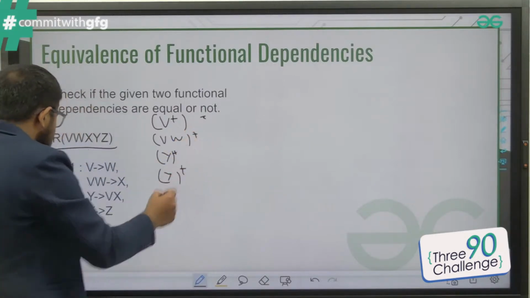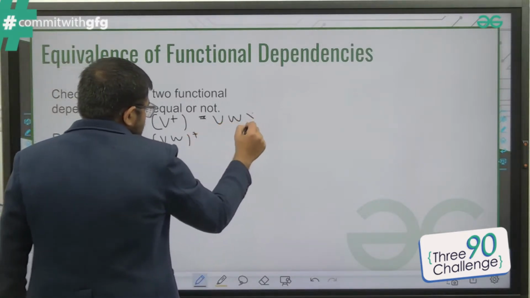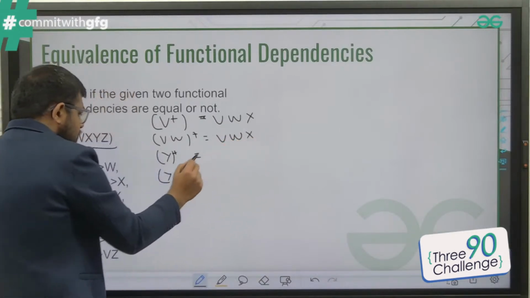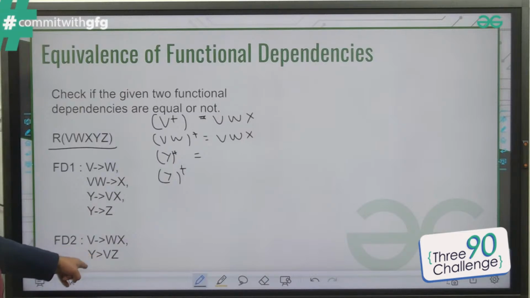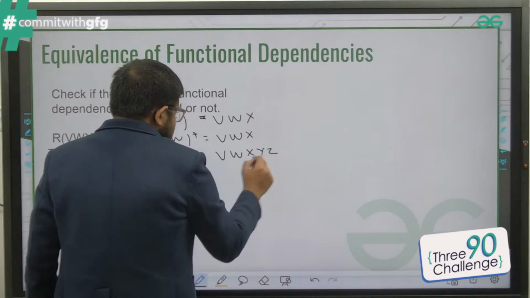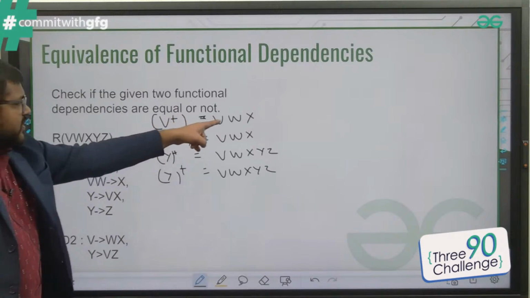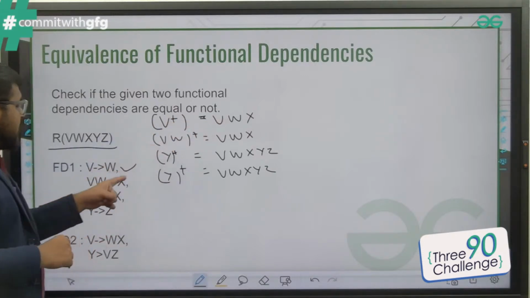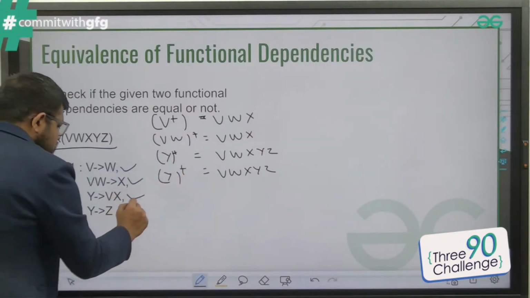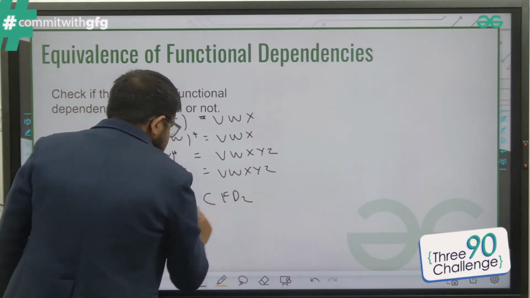So v plus is what? V gives me vwx. Vw plus will give me what? Again vwx. Y plus: y will give me yvz, and v will give me vwx. So y will give me vwxyz. Now if I see here, v gives me w, is it satisfied? Yes. Vw gives x, vw is giving x, yes. Y is giving vx, y is giving everything, so these two are also true. So I can say functional dependency set 1 is a subset of functional dependency set 2.